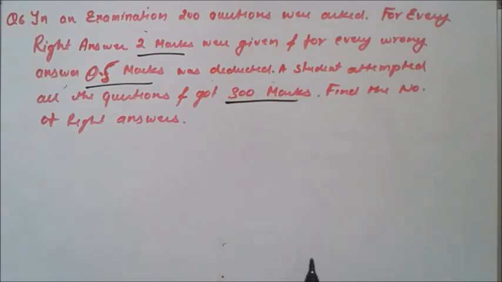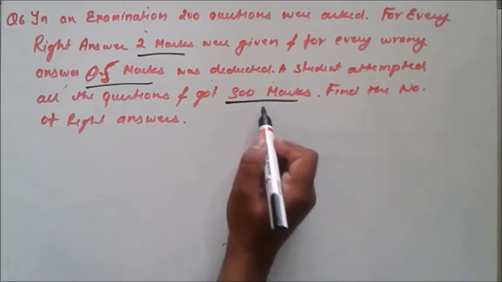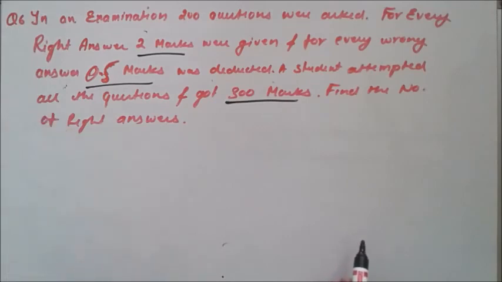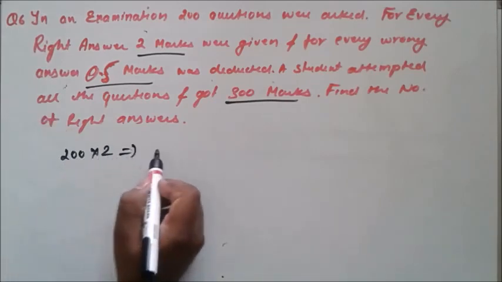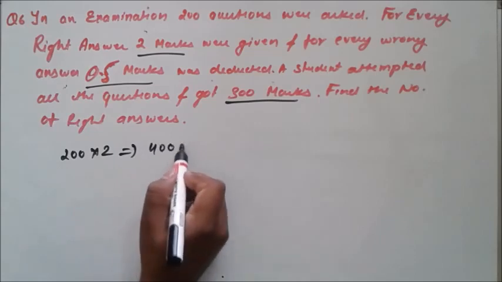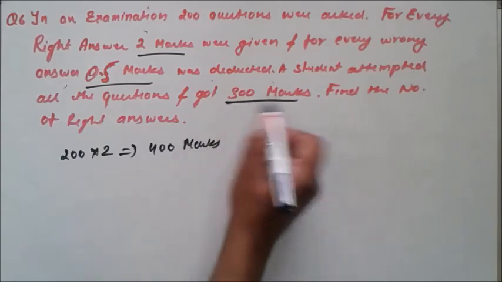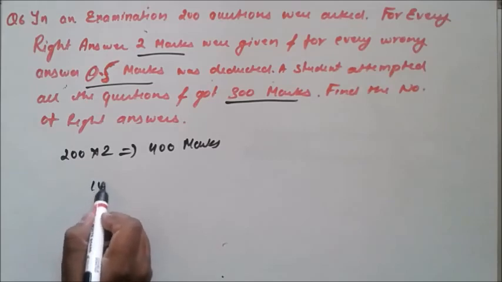So the question is, in an examination, 200 questions were there. For every right answer, 2 marks were given, and for every wrong answer, 0.5 marks were deducted. A student attempted all the questions and got 300 marks. So we have to calculate the number of right answers. If all the answers are correct, a student will get 400 marks. But actually he got 300 marks, so 100 marks were deducted.